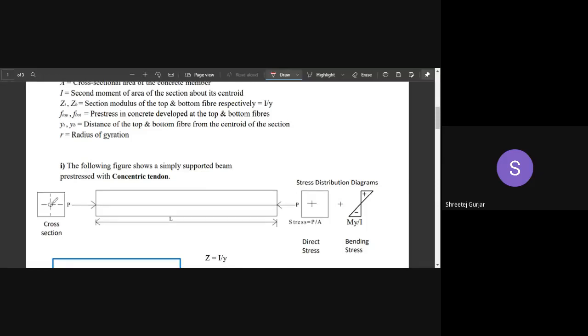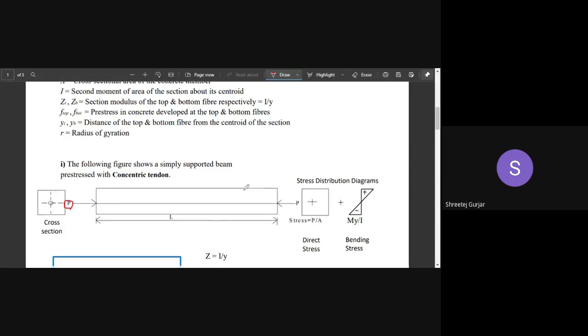See, this tendon is located at the centroid of your concrete section. You can see it is at the centroid. So if this was the case, there would be no moment generated because of this pre-stressing force P. If it is centrally located, there will be no moment generated because of this pre-stressing force P. Because of this eccentricity, right?